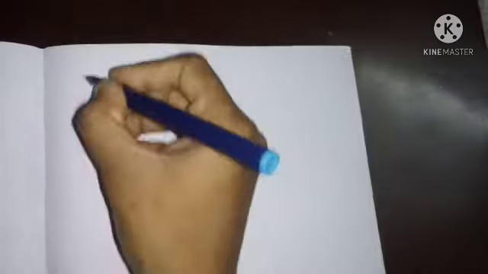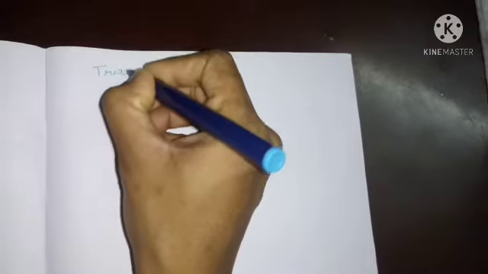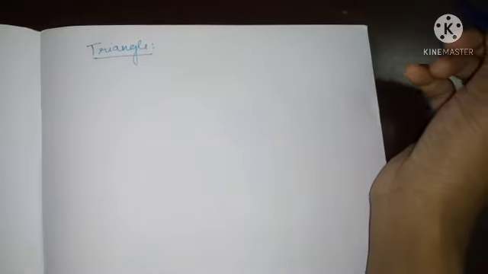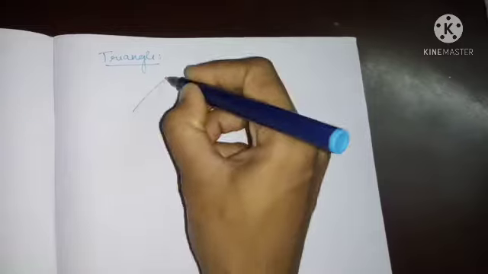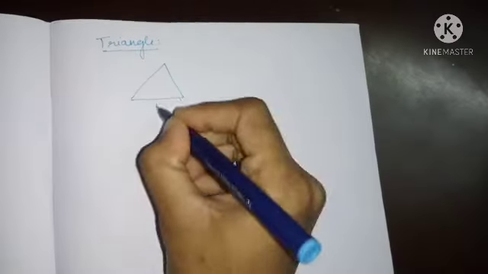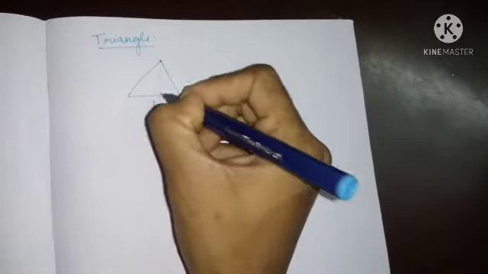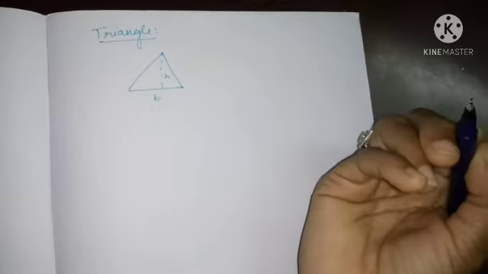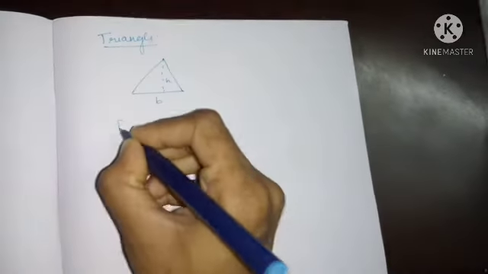what is the diagram they have given you? Triangle. Triangle means how many angles will be there, children? 3. So in a triangle you have a base and you will be having a height. Next is your perimeter.